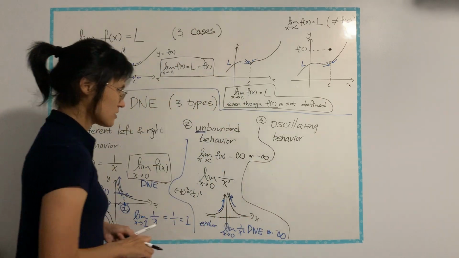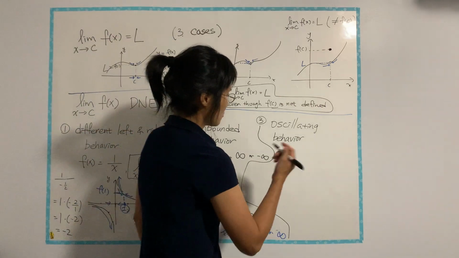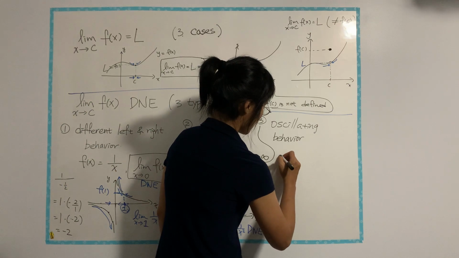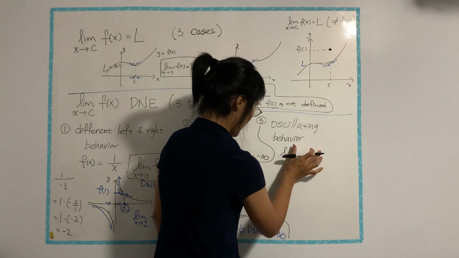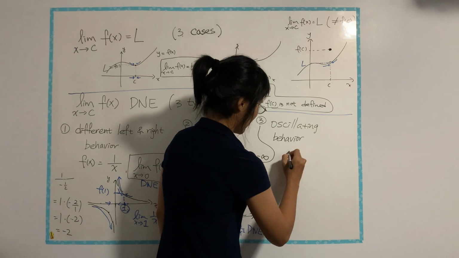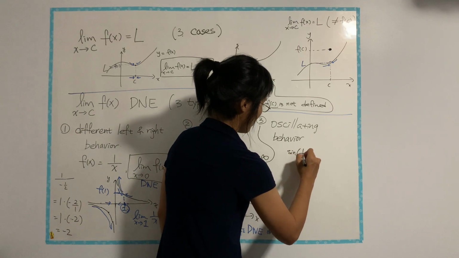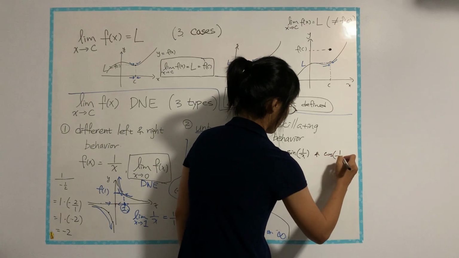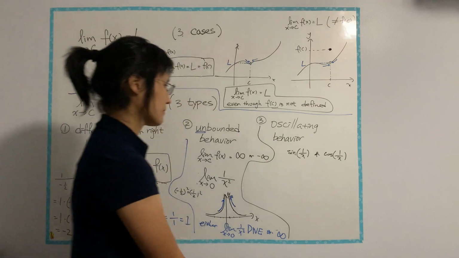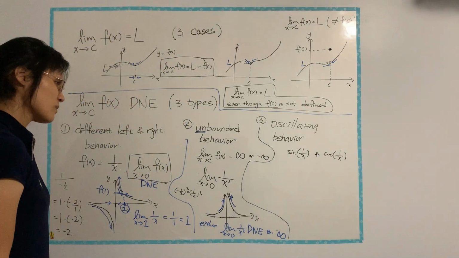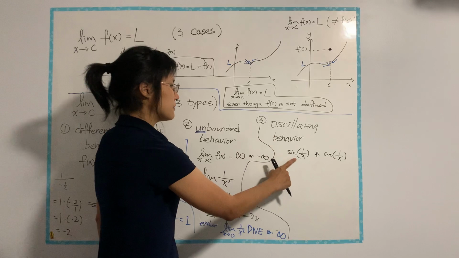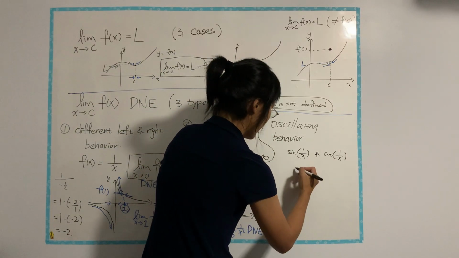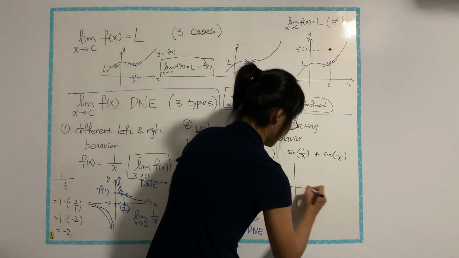Oscillating behavior. This is an interesting situation. So most likely you are going to see oscillating behavior in functions like sine of 1 over x and cosine of 1 over x, something like that. I will make another video discussing these functions, but for now, let me just plot it out for you.